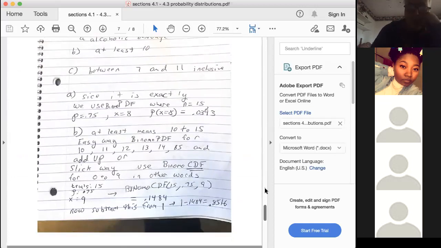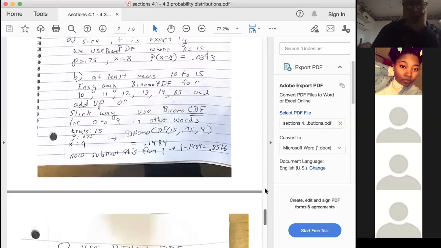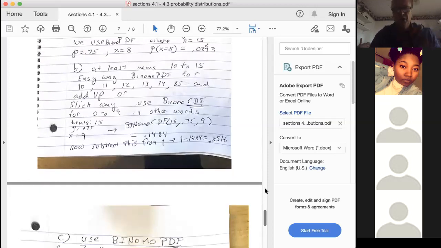Since part A is exactly 8, we're going to use the binomial PDF, where n is equal to 15, p is 0.75, and X is equal to 8. When we do that, depending on the syntax of the calculator we have, we should get 0.0393. Now you might want to verify these and see if you get these. Okay. For part B, at least means between 10 and 15. It would include 10. If it said more than 10, then I would have to start at 11 with the binomial.